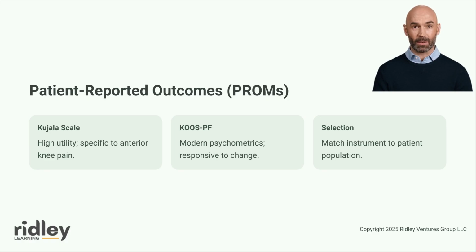The Knee injury and Osteoarthritis Outcome Score includes a patellofemoral specific subscale known as the KOOS-PF that has demonstrated strong psychometric properties in patellofemoral pain populations. The KOOS-PF contains 11 items addressing patellofemoral specific symptoms and functional limitations. Advantages of the KOOS-PF include its development using modern psychometric methods, availability in multiple languages, and integration within the broader KOOS framework that enables comparison across knee conditions.